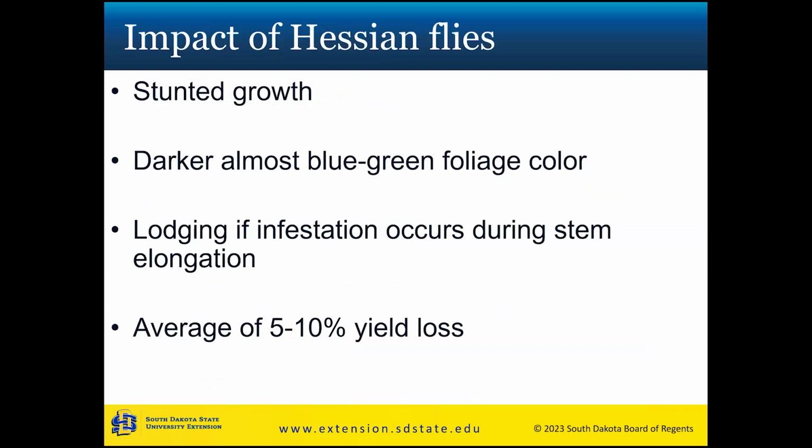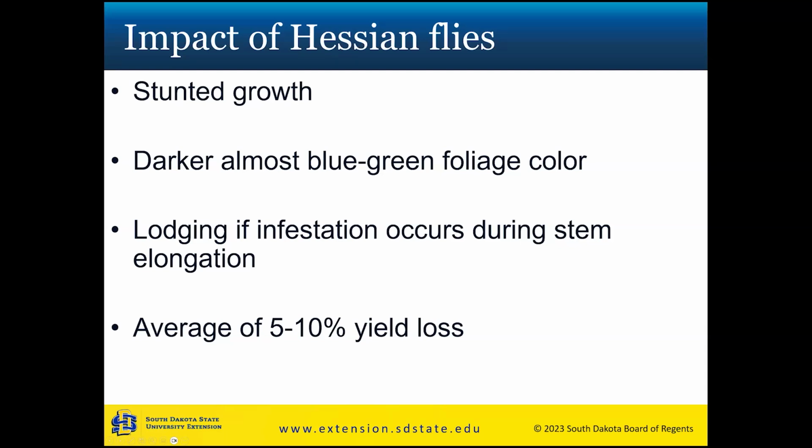Some impacts are stunted growth. The foliage can be a little bit blue-green or darker than normal. The big thing that we were seeing was lodging. A lot of lodging was occurring, and this occurs if the infestation happens during stem elongation.